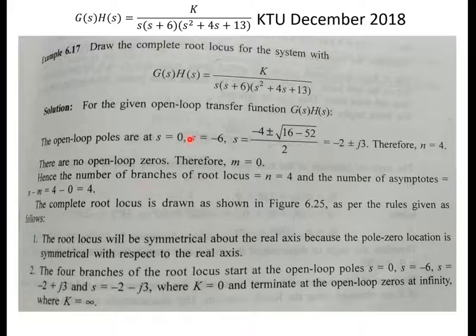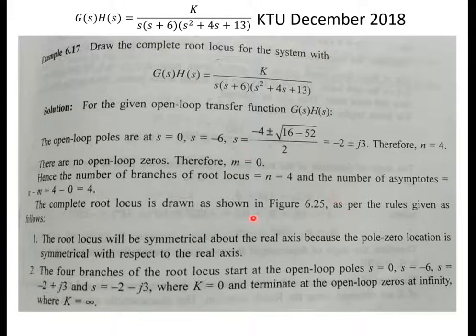open loop poles. So at s is equal to 0, when k is equal to 0, it will originate. At s is equal to minus 6, at k is equal to 0, again the root locus branch will originate. And also at these complex poles, that is at minus 2 plus j3, at k is equal to 0, it will originate, and also minus 2 minus j3, at k is equal to 0, it will originate. So the initial step is to draw the poles and zeros if there is a zero.